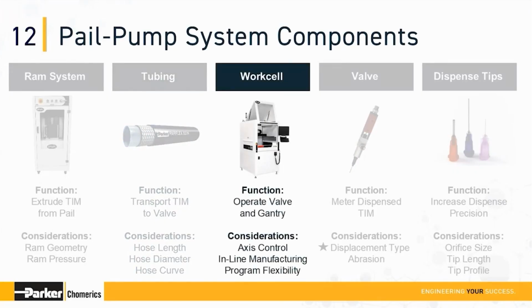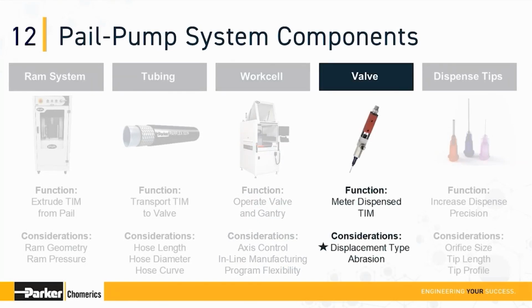The work cell is another critical component of the system, housing the valve, gantry, and computer for the dispensing operation. Manufacturers often include conveyor belts in these systems to facilitate inline manufacturing. Configuring the work cell initially can be a complex process, so we recommend collaborating with your equipment manufacturer to fine-tune the system to fit your specific processes.